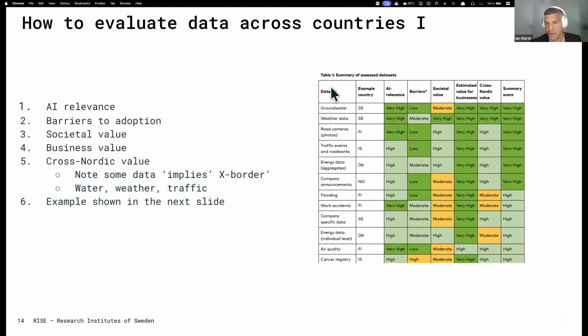So you can see, for example, on the right-hand side in these graphics: groundwater, weather data, road cameras, road events, energy data, company announcements, and some slightly more interesting ones there, flooding, work accidents, which in some countries is public data and considered quite valuable. Insurance companies and preventative, company-specific data, energy data, air quality, cancer registries. I mean, that obviously needs to be high quality.